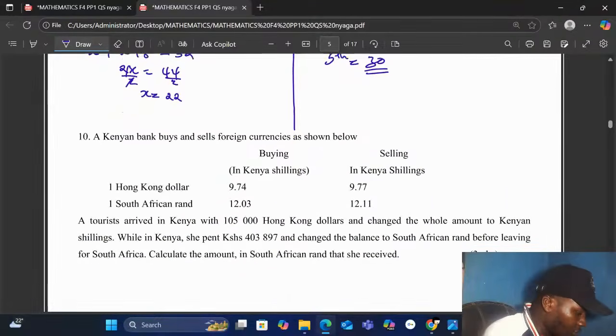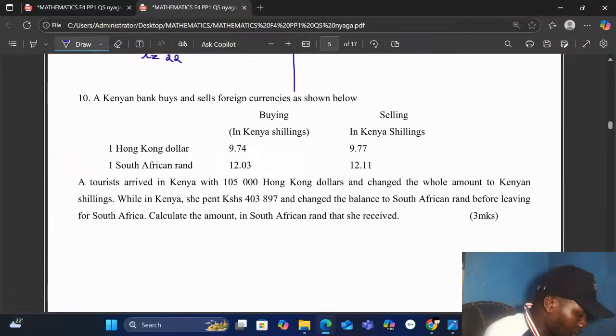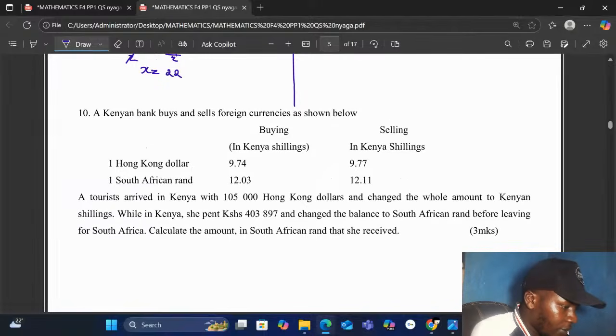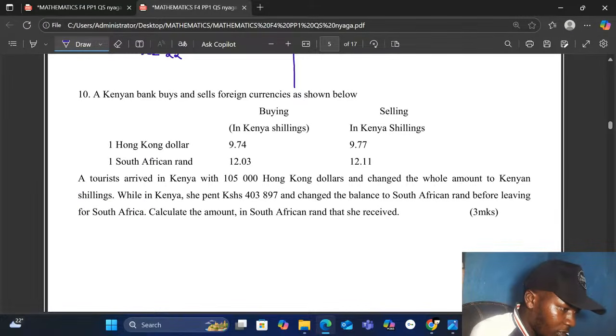We move to the 10th question. A Kenyan bank buys and sells foreign currencies as shown below. So on the buying and selling columns, you have one Hong Kong dollar and one South African rand at the exchange rates, as you can see.